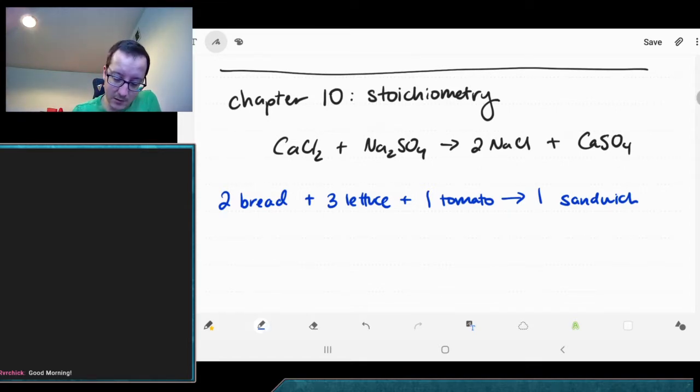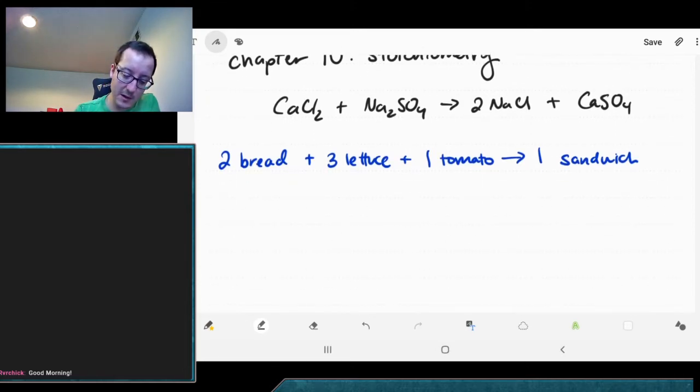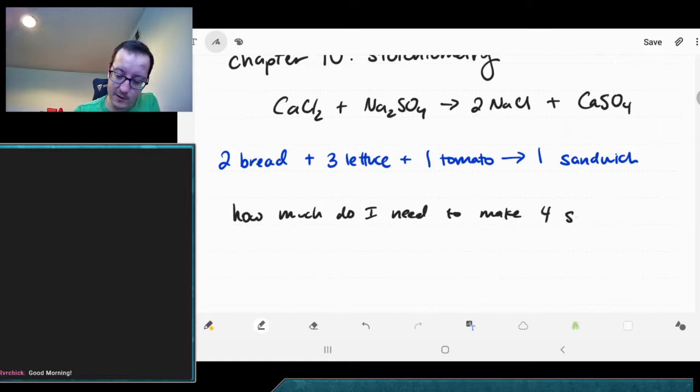So we know we need to combine all of these things in the reactants in those amounts to get our product out. Just like in the previous equation, we need to put 1 part calcium chloride with 1 part of sodium sulfate. We get out 2 parts of sodium chloride and 1 part of calcium sulfate. In terms of a cooking recipe, we put in 2 parts of bread, 3 parts of lettuce, 1 part of tomato, and look, now we have 1 sandwich. And this is going to be valuable because we can ask, how much do I need to make 4 sandwiches?